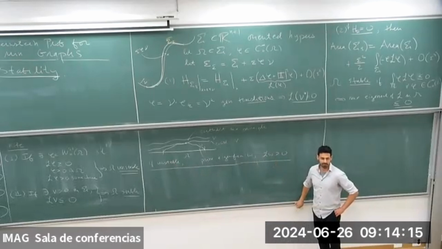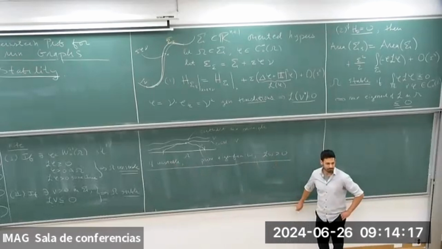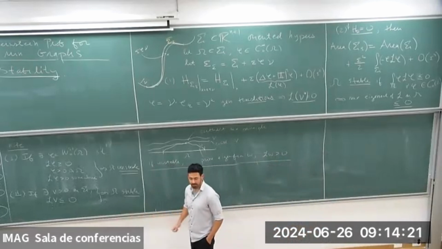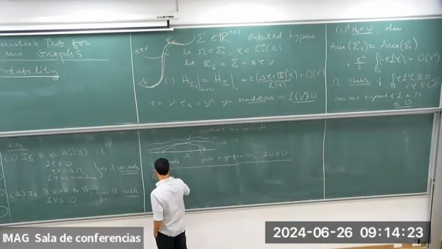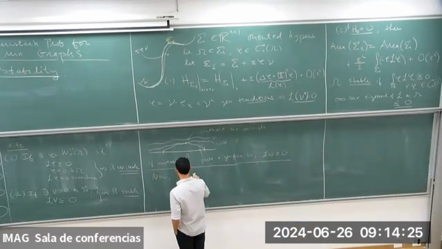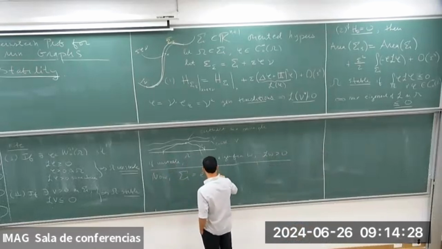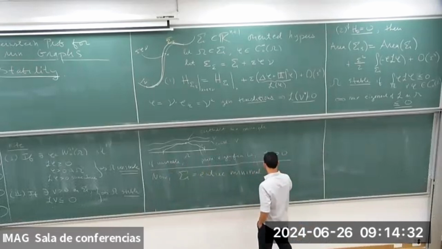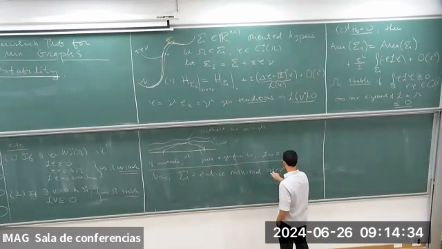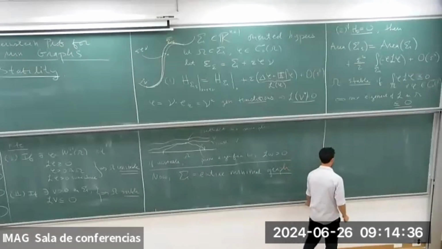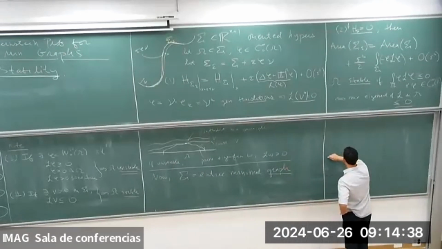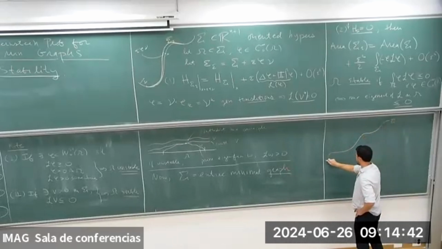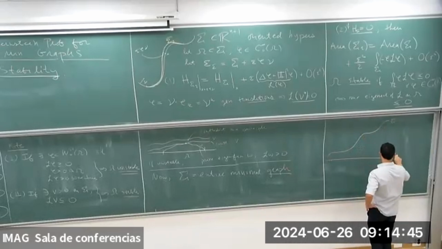Any questions about that? So now we'll restrict ourselves to minimal graphs. So now, from here on out, sigma will be an entire minimal graph. Draw like this. Graph over the plane.